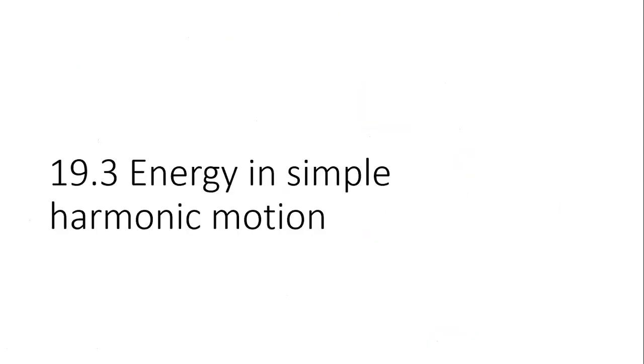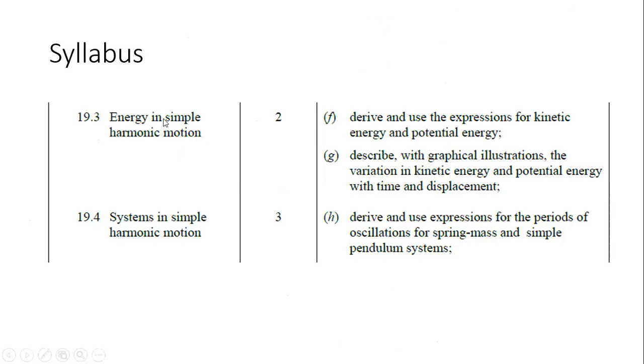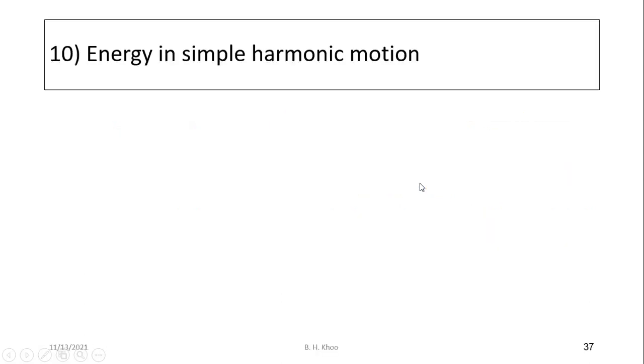Okay, let's go to 19.3, energy in simple harmonic motion. Page 10 in your book. If you want, you can refer there. We are interested to derive and use the expression for kinetic energy and potential energy, and describe the graphical illustration, the variation of kinetic energy and potential energy with time and displacement. We want to see how the potential energy, kinetic energy and total energy vary with time and with displacement.